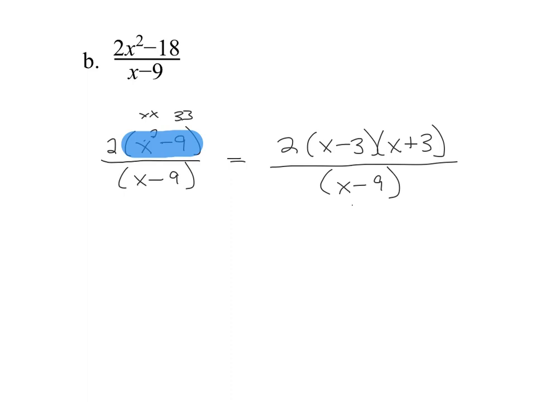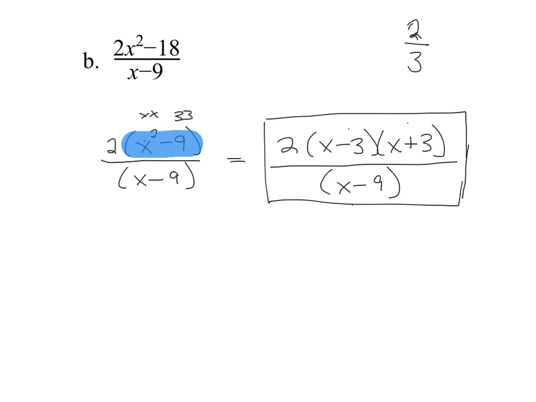I see an x minus 9 here. These on top, nothing cancels, so it can't be reduced. So that is the simplest form of this rational expression. It's very similar to a fraction like 2/3. 2/3 doesn't simplify. It just is what it is.